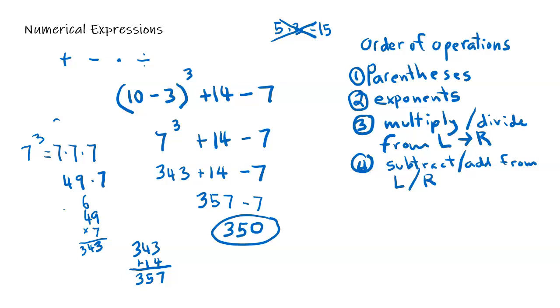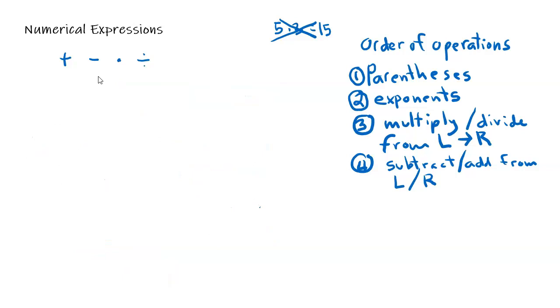Okay, let's do one that has division in it. I'm going to erase all this, but leave the order of operations up. 15 divided by 3 over, now that's a fraction bar, which we'll later treat as division, divided by 2 plus 3.